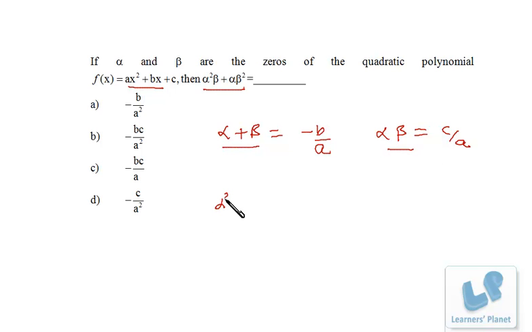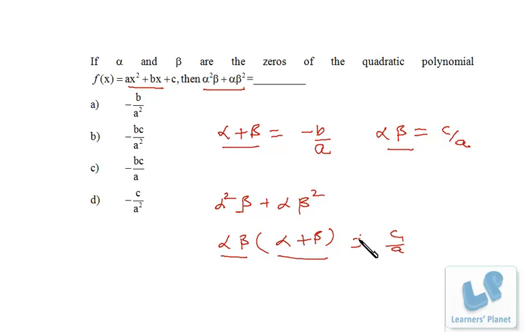Now it's alpha square beta plus alpha beta square. If we take alpha beta as common, we'll be left with alpha plus beta. Precisely, we know the value of alpha beta and alpha plus beta both as well. So just put the value. Alpha beta is c by a and alpha plus beta is minus b by a. So it's minus bc by a square, right?